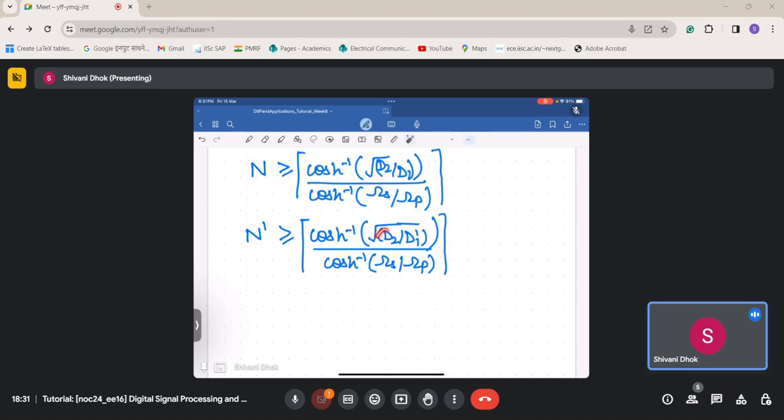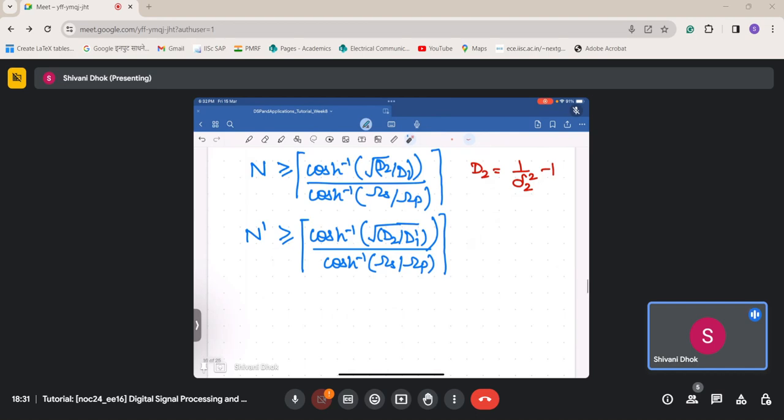Why do we have d2 here? We have d2 here because this is delta 2, which is the stop band tolerance. So what is d2? This d2 is basically 1 by delta 2 square minus 1. So this delta 2 is the same for both the filters, which means that this d2 is also the same for both the filters.